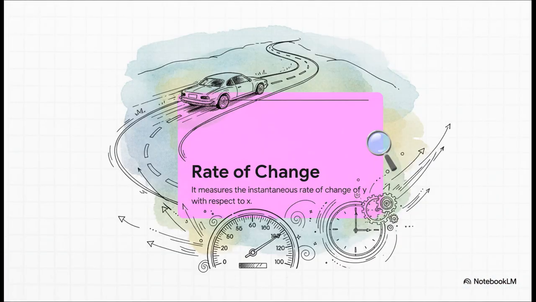The second layer, it's all about speed. The derivative is the function's instantaneous rate of change. Think about it like this. When you're driving a car, your average speed over a whole trip is one thing, but your speedometer tells you your speed right now at this exact second. That's precisely what the derivative does. It captures that rate of change in a single, fleeting moment.